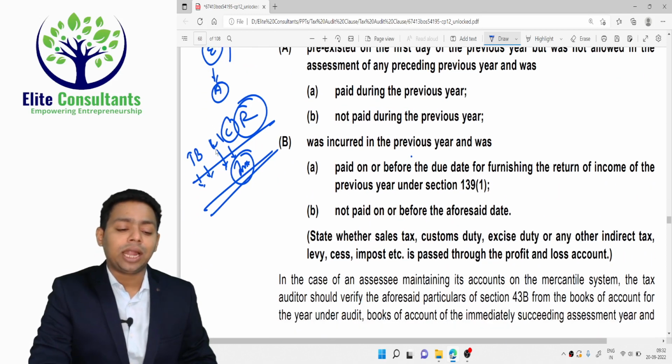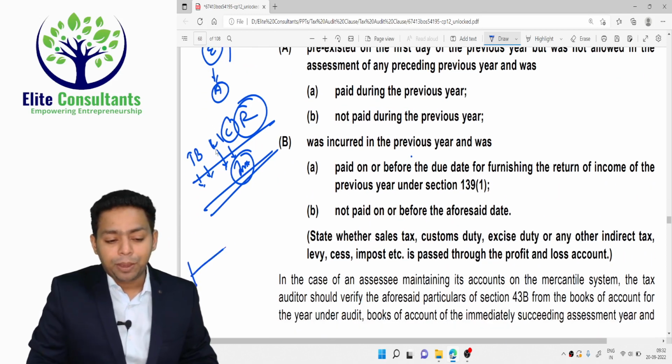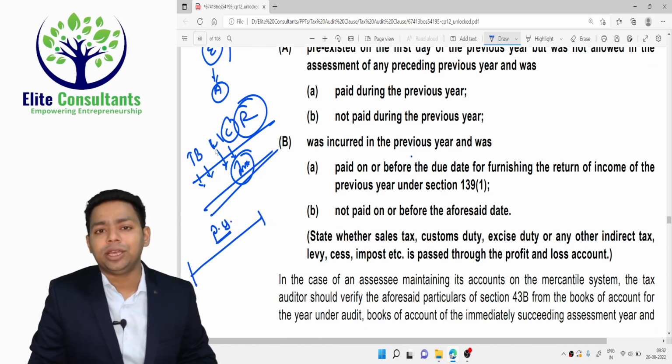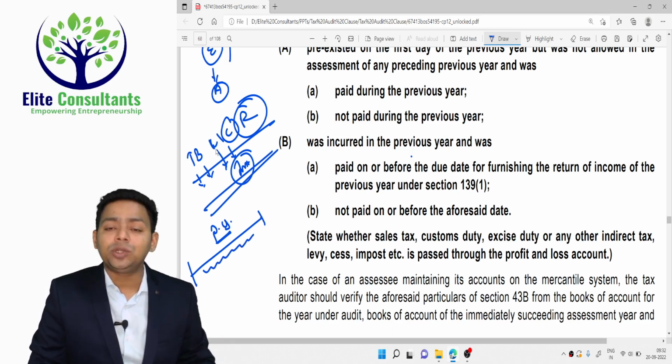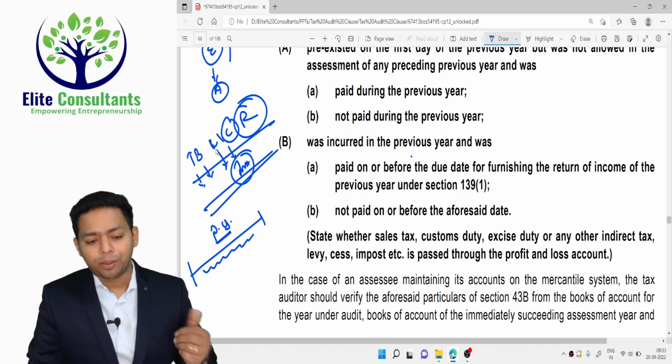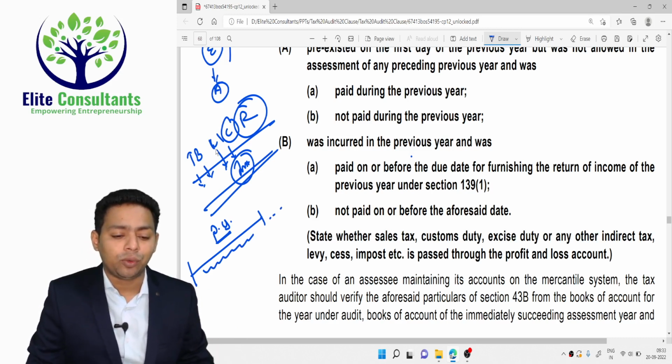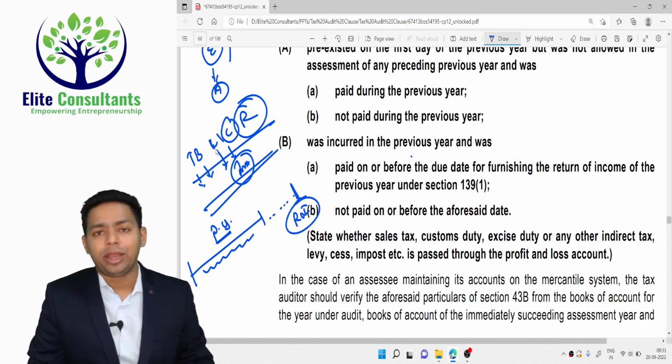Now, one misunderstanding about section 43B. People say that we have to pay expenses during the previous year. Answer is no, you are not supposed to pay only during the previous year. If you have incurred the expenses during the previous year, then you will get time to pay not only during the previous year, but up to the due date of filing the ROI.